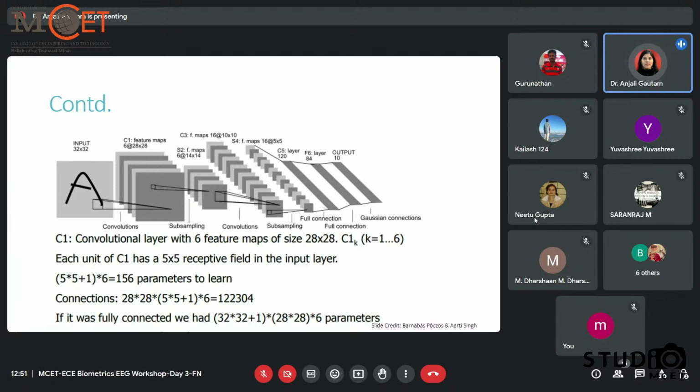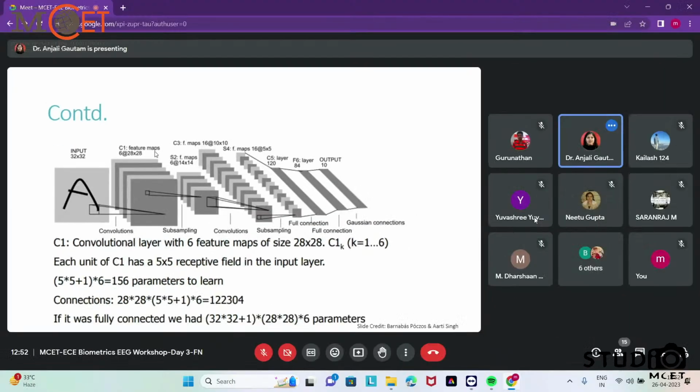You can also compute the connections: the 28 cross 28 map is mapped with this. These are the number of connections, and the number of fully connected parameters you also get via multiplication of them, using the image size and the final feature map size.